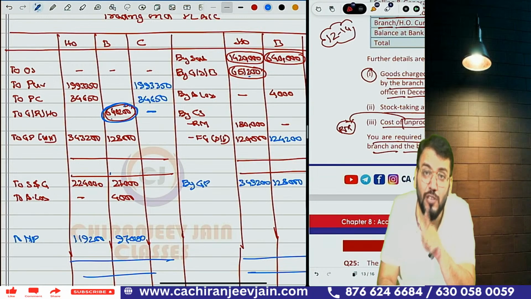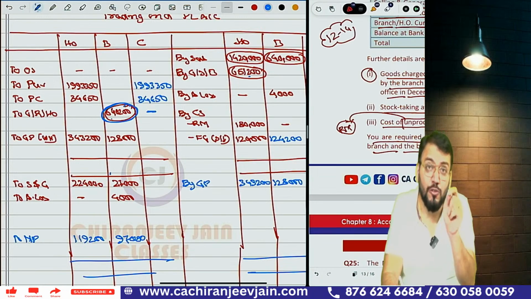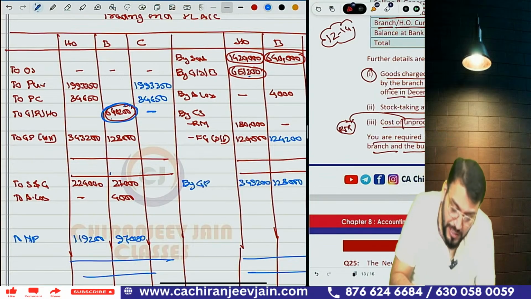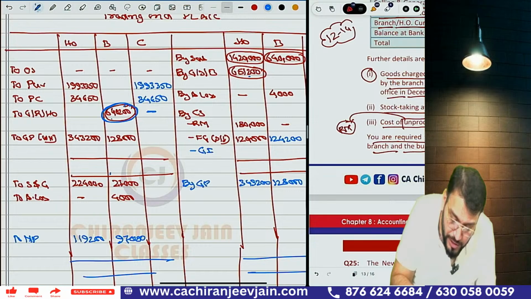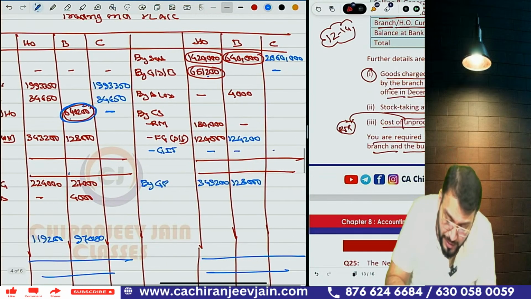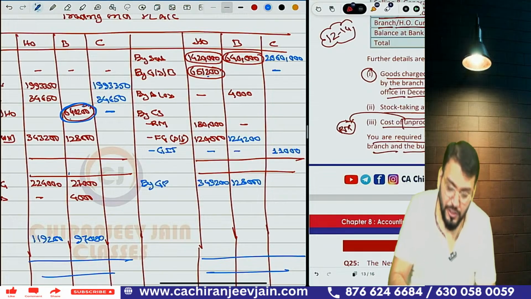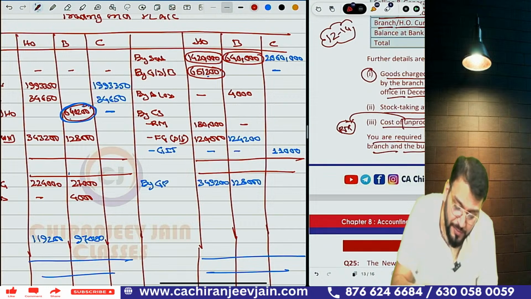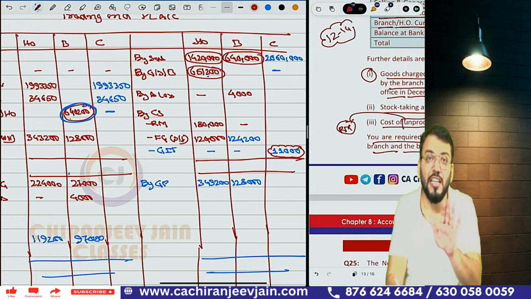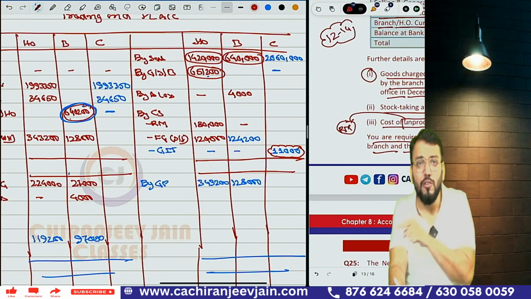Closing stock in consolidation, because already we have done one journal entry, goods in transit account debit to head office in branch account. Correct? So that will come as closing stock. That difference will come in the consolidation column, 11,000. Understood? So that difference will automatically be reflected as goods in transit, and that is nothing but closing stock, which is already recorded in the balance sheet. You can see in the consolidated balance sheet we have already written 11,000.